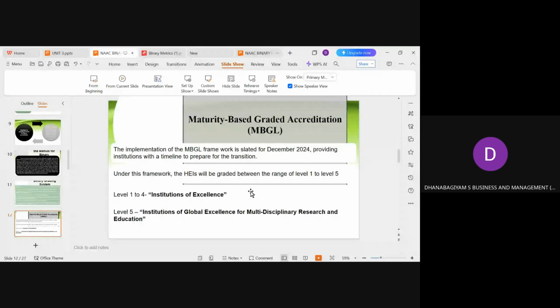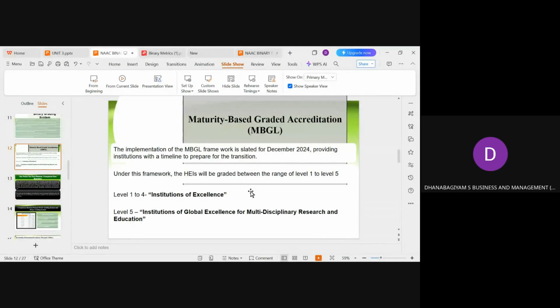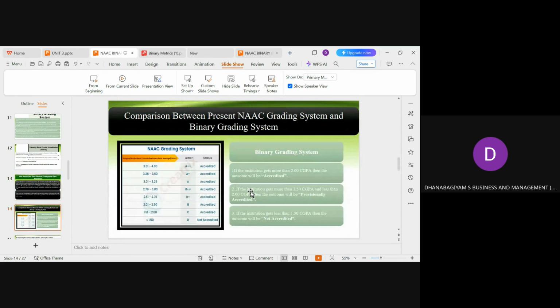Sir, are you able to see this? Yes, ma'am, it is visible. So here you can see, sir, MBGL tells about level 1 to 4. It talks about the institution of excellence. I got this point, okay.